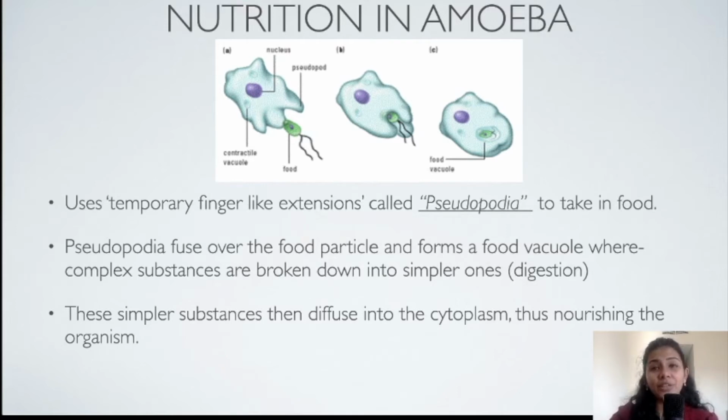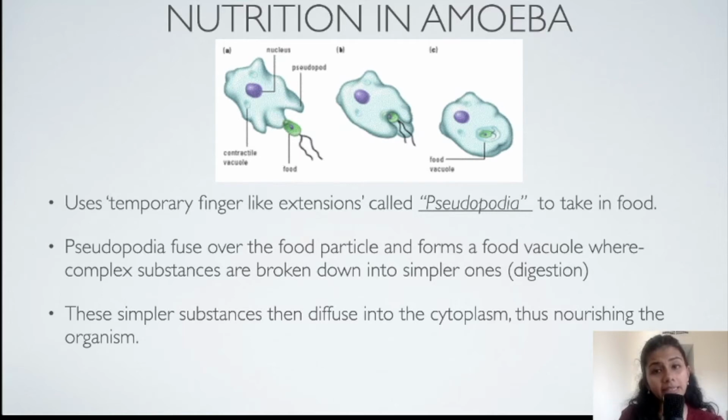So amoeba, as we know, are irregular shaped, and they move by moving the fluid inside them. And what happens in amoeba when it detects food is that they extend their bodies into finger-like extensions, and these extensions are temporary. They use them only to grab food. These finger-like extensions are called pseudopodia, and pseudopodia fuse over the food.